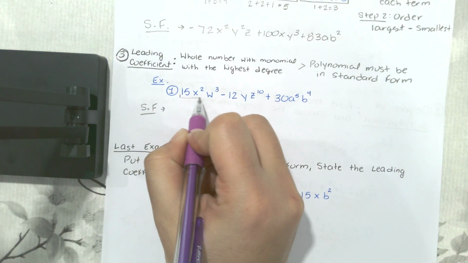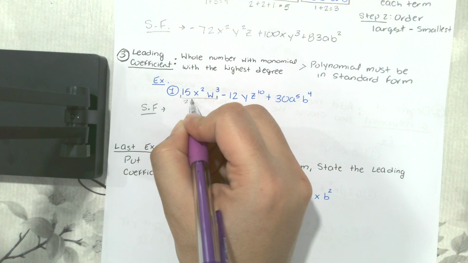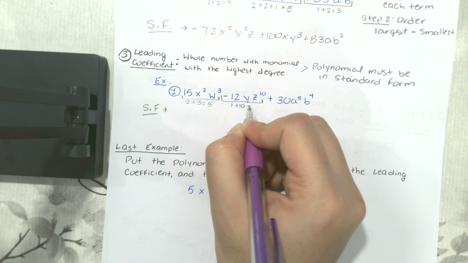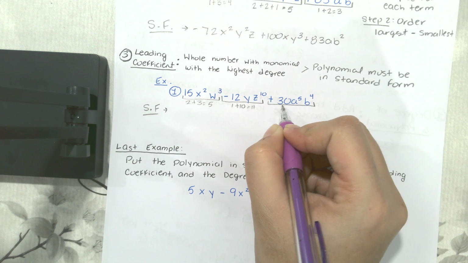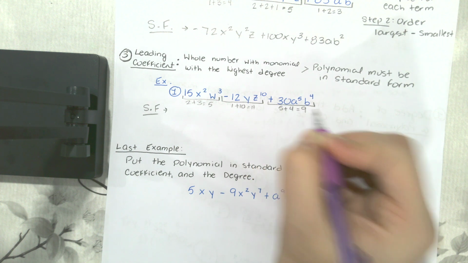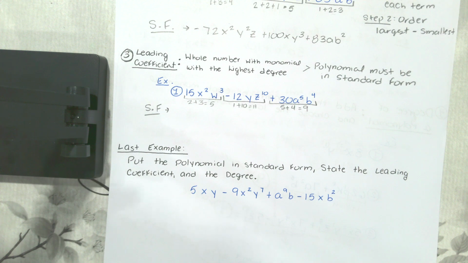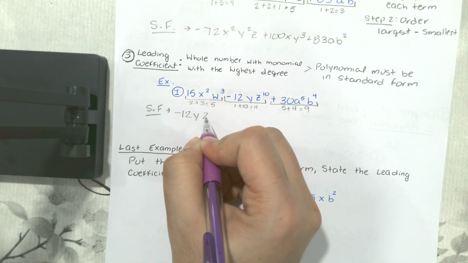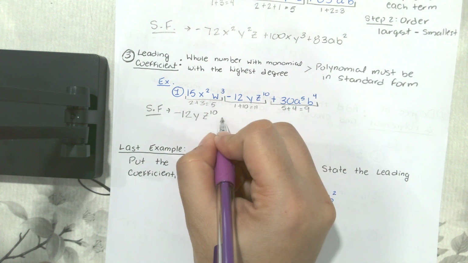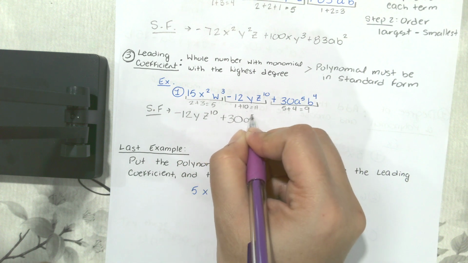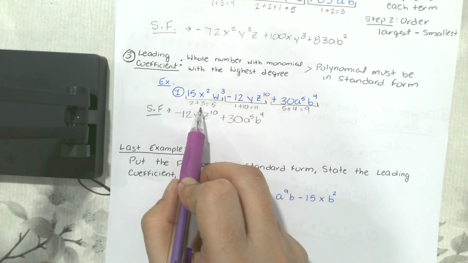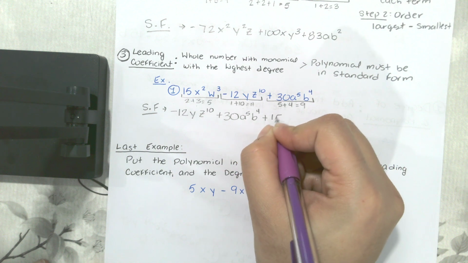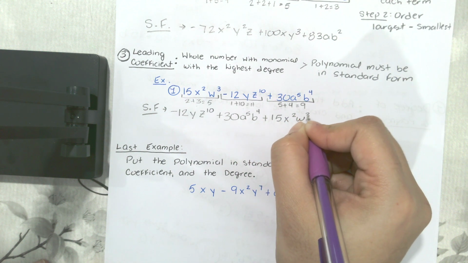If I'm finding the degrees, here we have 2 plus 3, which equals 5. Then we have 1 plus 10 is 11. And here we have 5 plus 4, which is 9. So here, if I write this in standard form, our largest degree is with negative 12 yz to the power of 10. Next, we have positive 30 a to the 5th power times b to the 4th power. And our last one is 15. Okay, it's positive 15, so we're going to use a plus sign. Positive 15x squared w to the 3rd power.